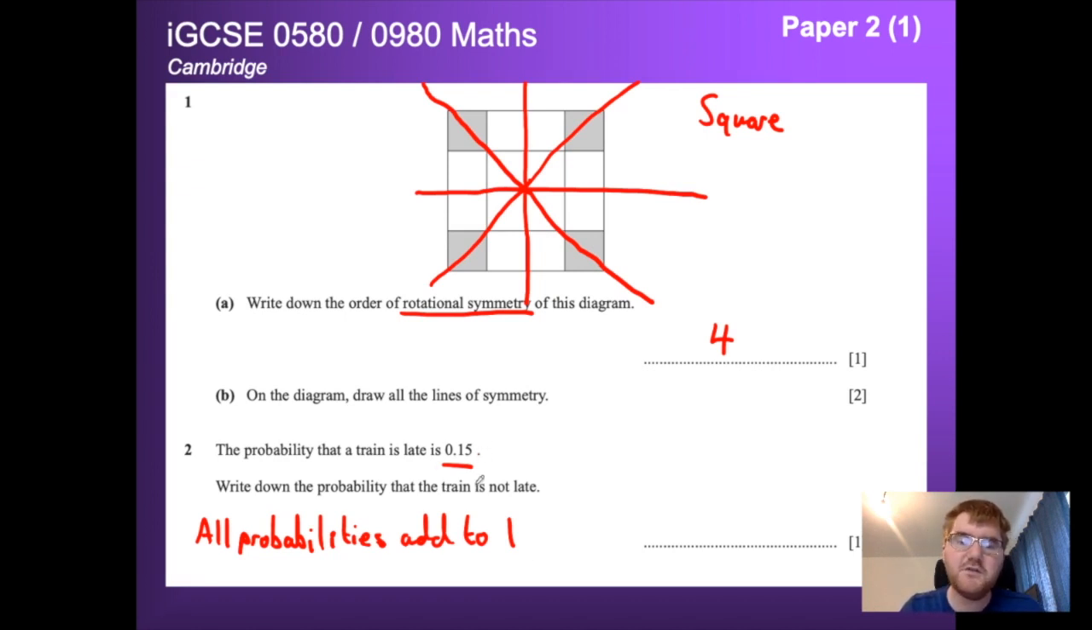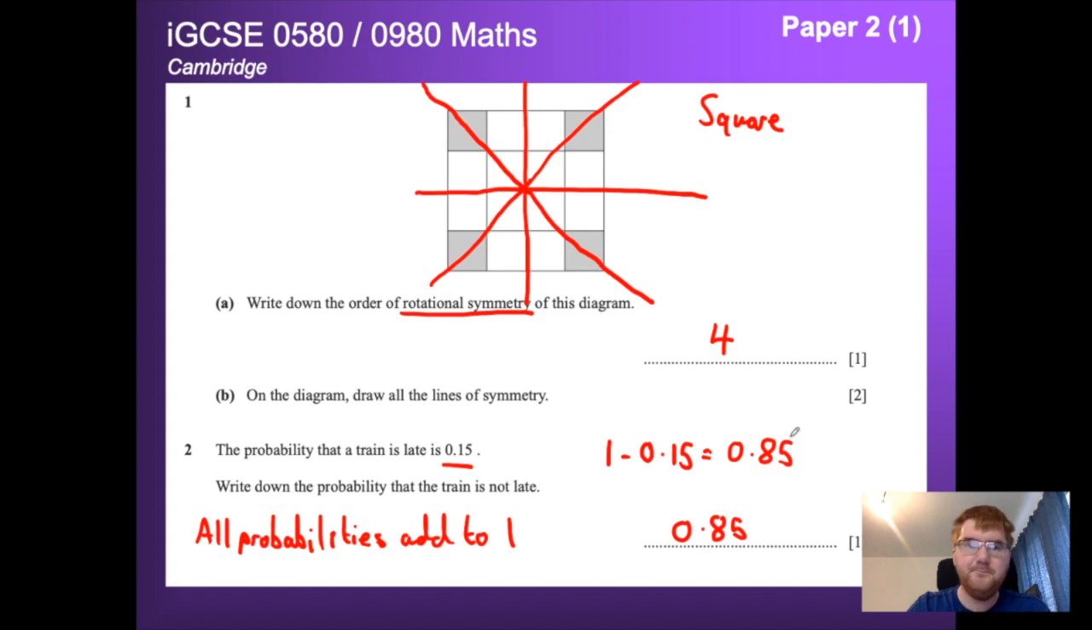So we need to work out what we add to 0.15 to get to 1. Well, if we do 1 minus 0.15, we can work out the probability the train is not late. You can use your calculator for this on this exam as well. So this is going to be 0.85. The key thing to realize here is train is late, train is not late, those have to add up to 1. What do we add to 0.15 to get to 1? That's going to be 0.85.